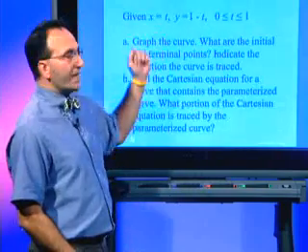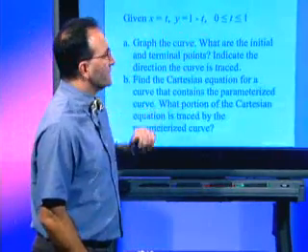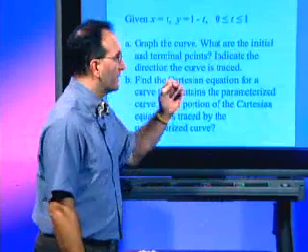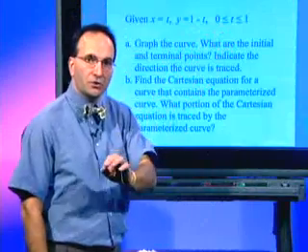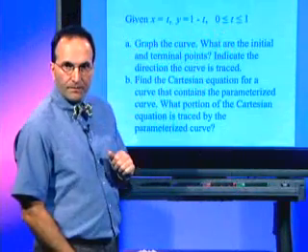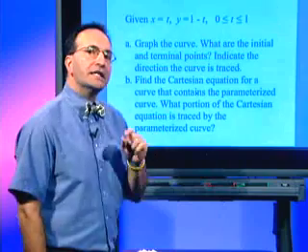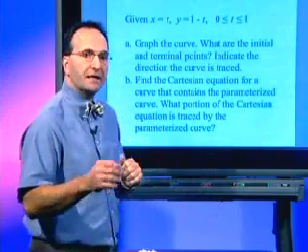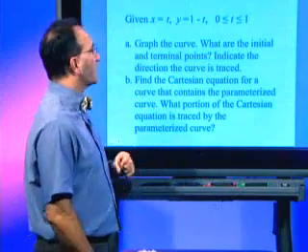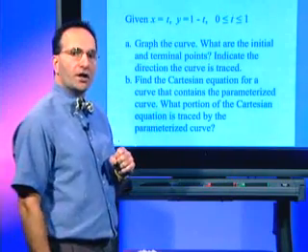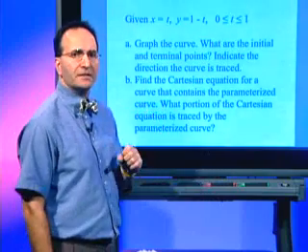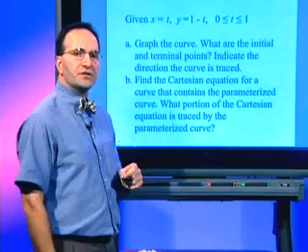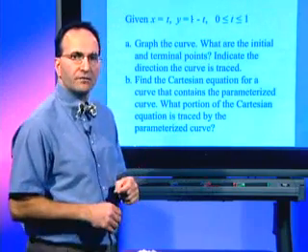Given x equals t, y equals 1 minus t for the interval from 0 to 1 inclusive, graph the curve and answer: what are the initial and terminal points? Indicate in what direction the curve is being traced, and then find the Cartesian equation for the curve that contains the parametrized curve. What portion of the Cartesian equation is then traced by that curve?